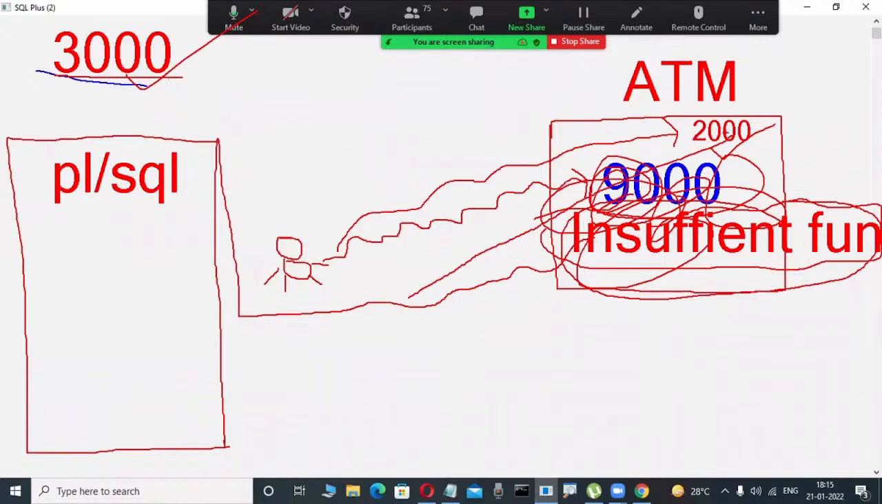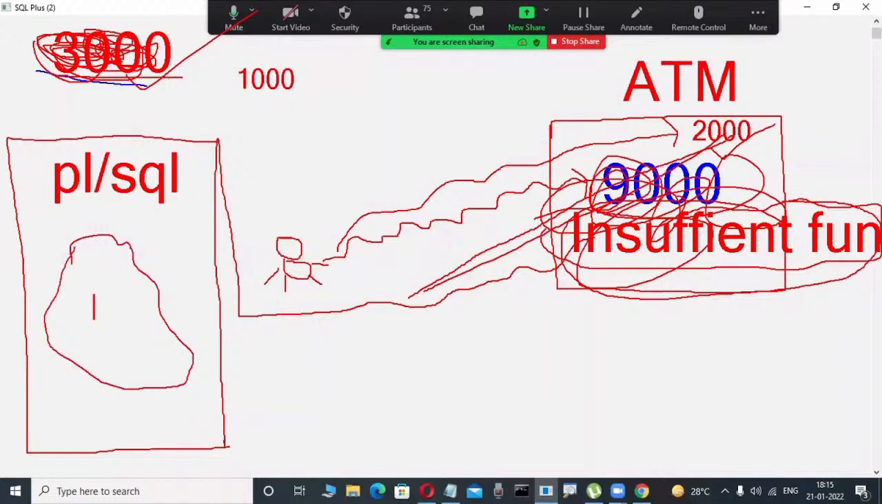Now, whenever we withdraw 2,000, what is the available balance? Here 3,000 minus 2,000, that is 1,000. That I want to reflect in my database. Otherwise, if you withdraw 2,000 and still 3,000 remains available, the total banking system would collapse. All those transactions are written through coding only. That's why for this type of coding, PLSQL developers are required in a project.